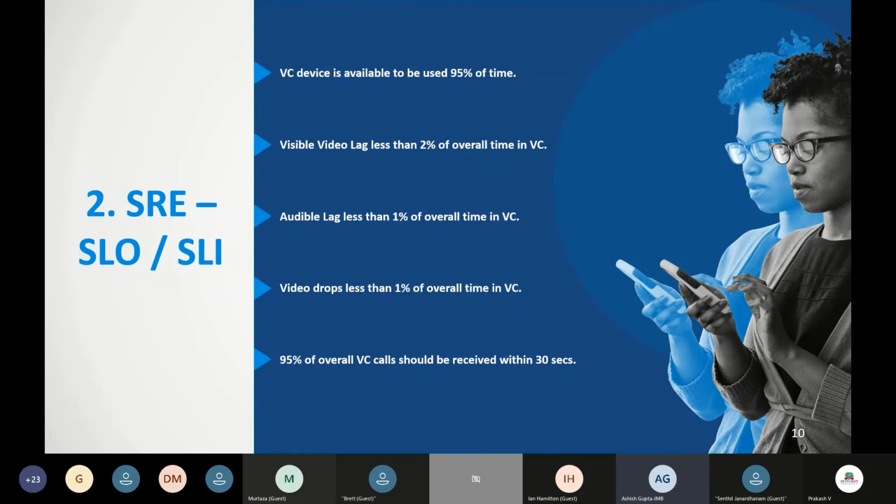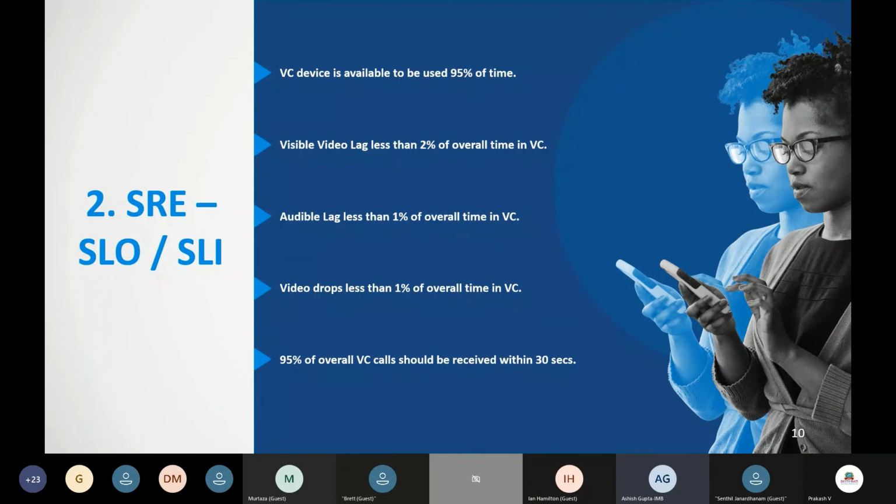What we could see was that there was a video lag. Somebody who joined the video call could not see the current video 2% of the time. The video appearing on their system was lagging, let's say 30 seconds behind. A lot of times we hear that even when we are on calls. There was also an audible lag: somebody has spoken right now, and it is heard after 30 seconds or so. The overall video drops, this was basically the performance parameter, should be less than 1% of the overall time in VC.